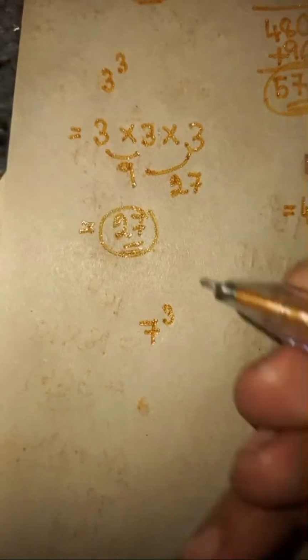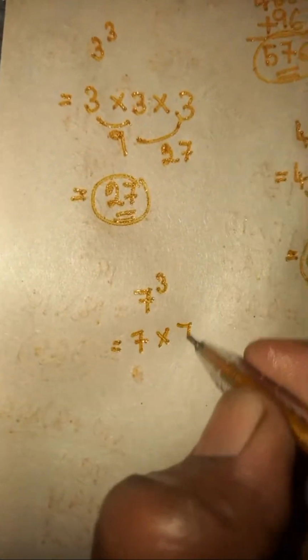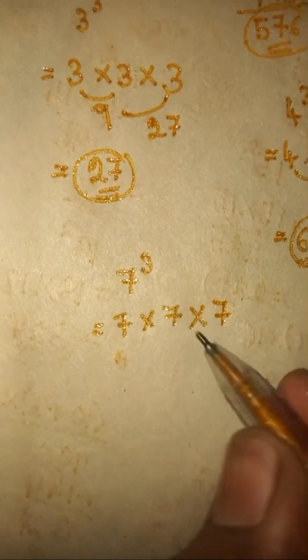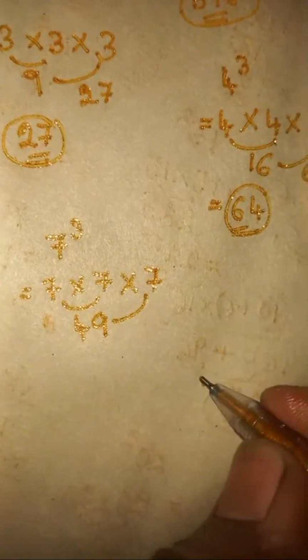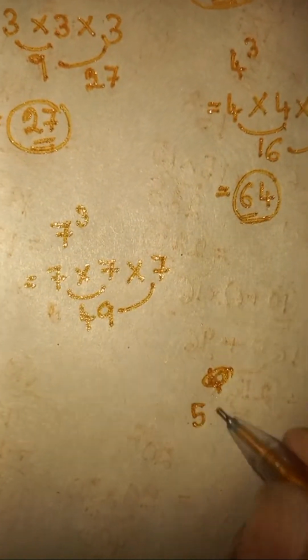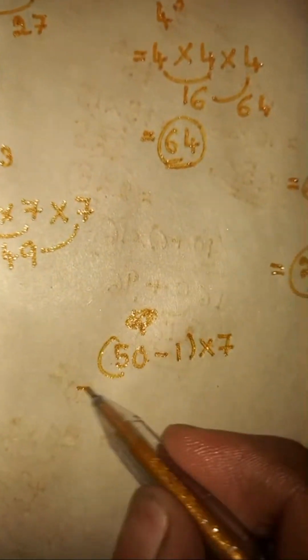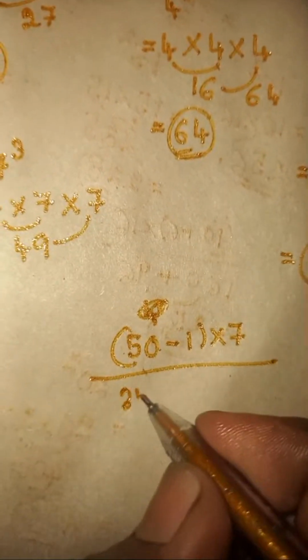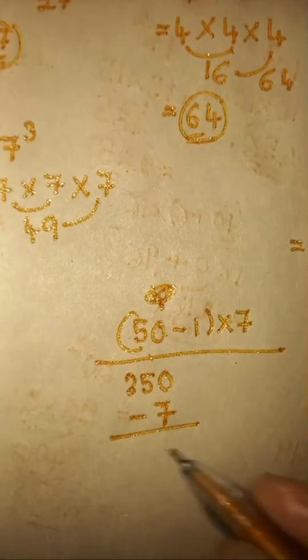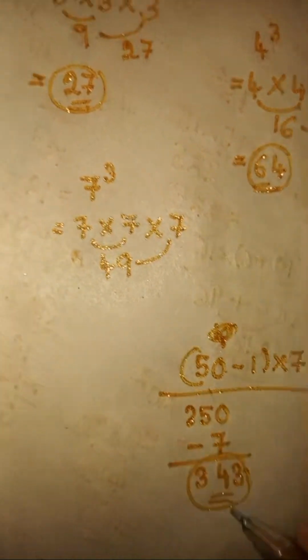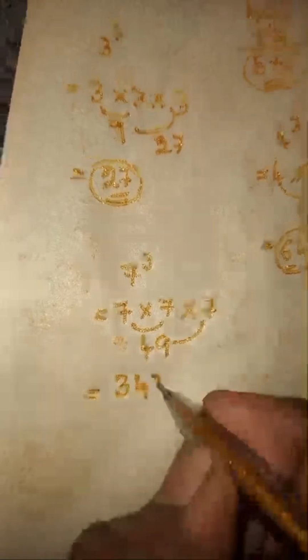Let's write another one. Here they have given 7 cube. 7 cube can be written as 7 times 7 times 7. This 7 times 7 is 49, and 49 times 7 you can write easily, as 49 can be written as 50 minus 1, times 7. 50 times 7 equals 5 times 7, which is 35, and 0 comes with it, minus 1 times 7 is 7. 350 minus 7 is going to become 343. So this one is equal to 343. That is, 7 cube equals 343.